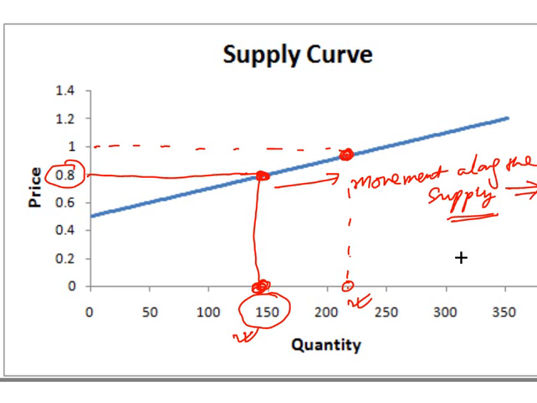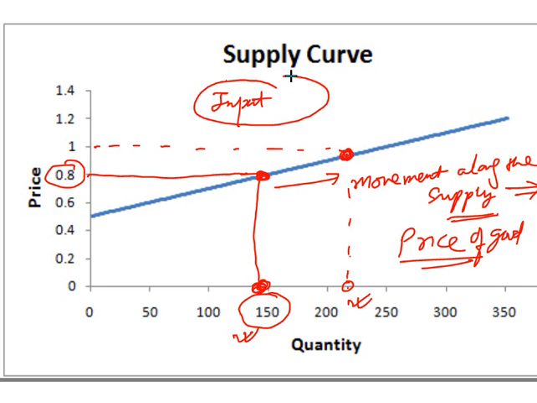It will happen because of the changes in the price of the good. Then you will see the movement along the supply curve. However, what happens if you change the input cost? Let's say here the input cost was wage, then you do not see this as a movement along the curve. In fact, you will see that there is a shift.